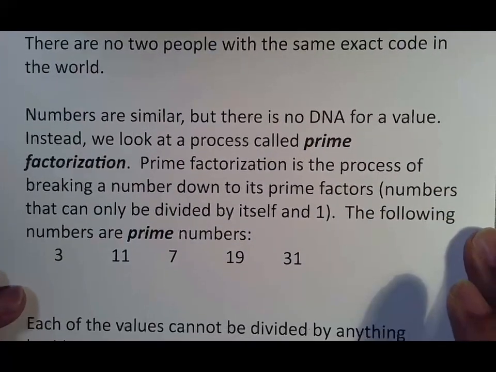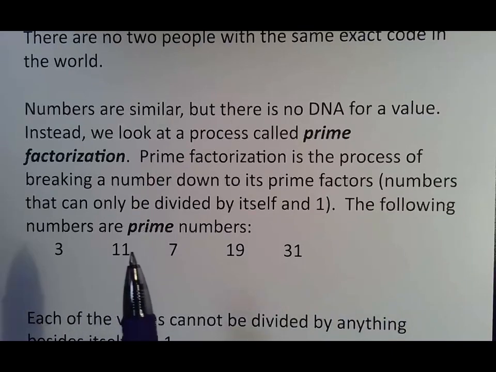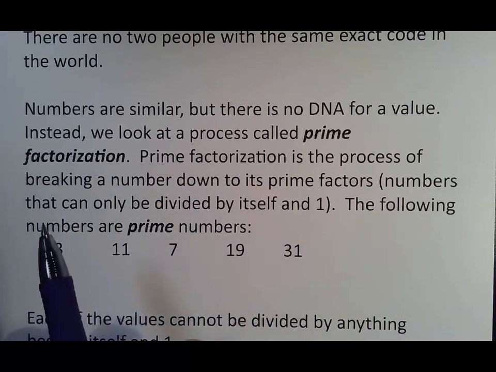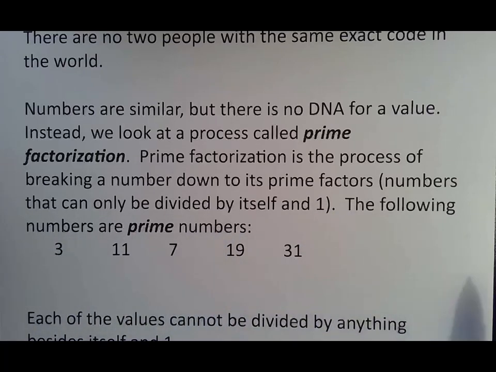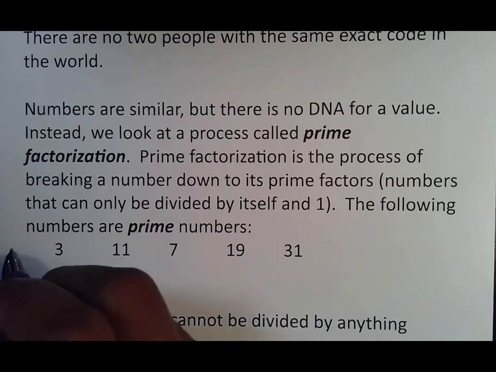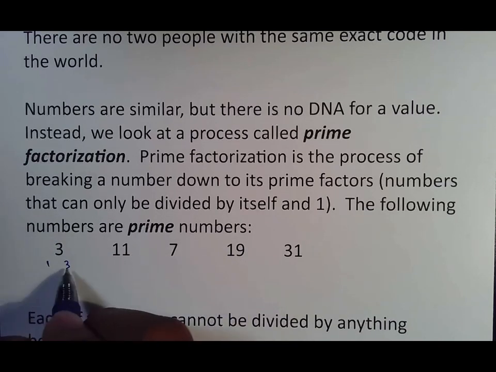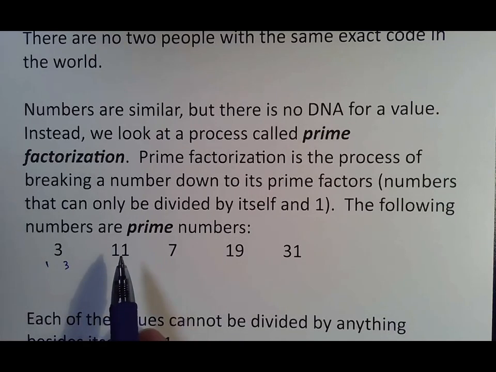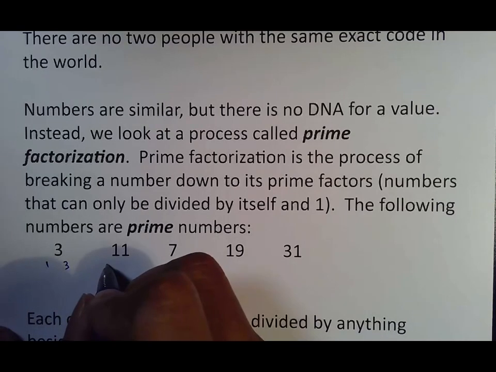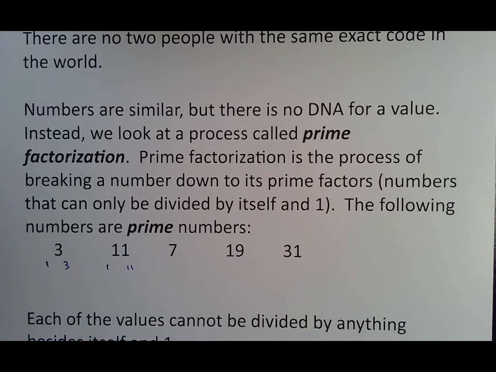So instead, what we look at is a process called prime factorization. Prime factorization is a process of breaking a number down to its prime factors. So prime factors are just numbers that can only be divided by itself and 1. So looking at these numbers here, I cannot divide 3 by anything except for 1 and 3, because 1 times 3 is the only combination that makes 3. I can't do anything with 11. The only thing that multiplies to make 11 is 1 times 11.